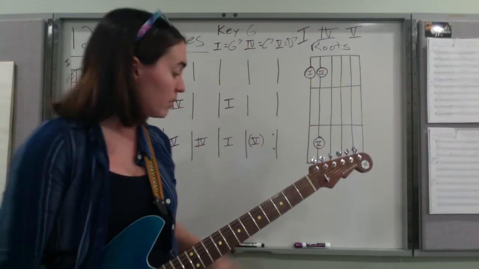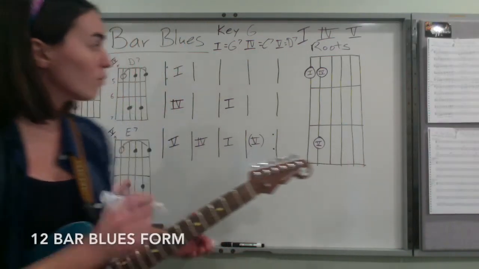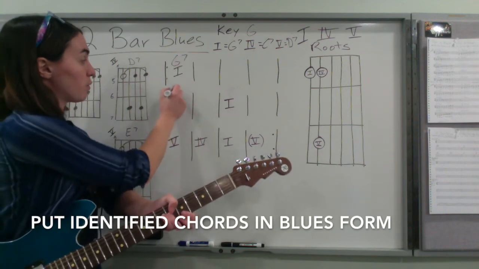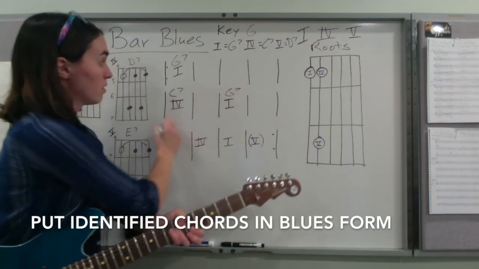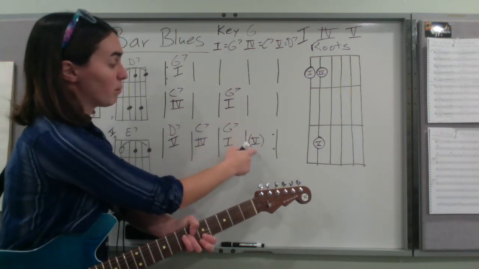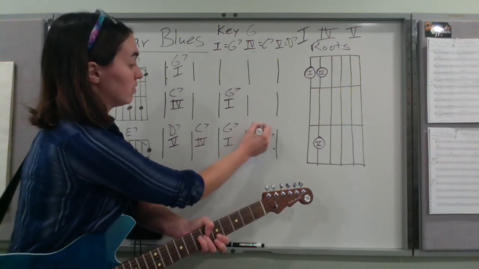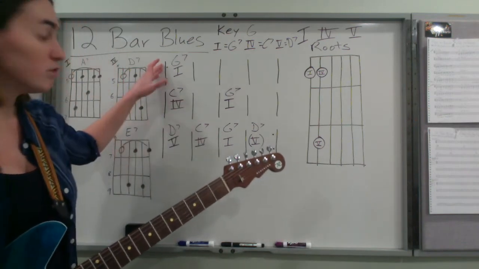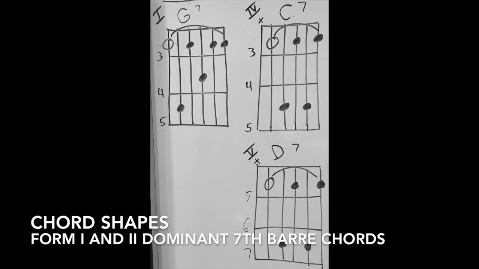Now the order that those happen in, like we talked about in the last lesson, is right here. So if we have identified our chords, we can put them in this formula. The 1 chord we said was G7, 4 is C7, back to the 1. We get to play the 5 chord there, D7, C7, G7. We're going to go back to the 5 chord right here at the end, D7. So by doing that, we've identified our chords for the blues in the key of G. And as far as what chord shapes to use, I'm using form 1 and 2 bar chords, and they're 7th chords. So the shapes are right here if you need to refamiliarize yourself with them.